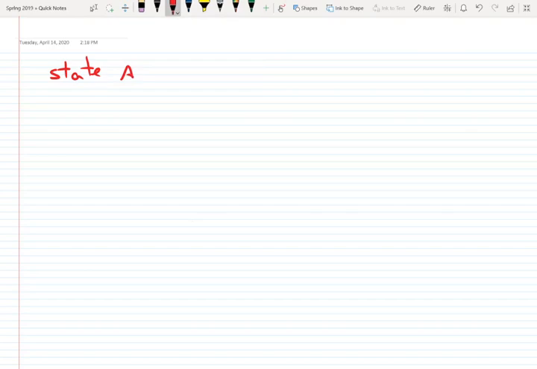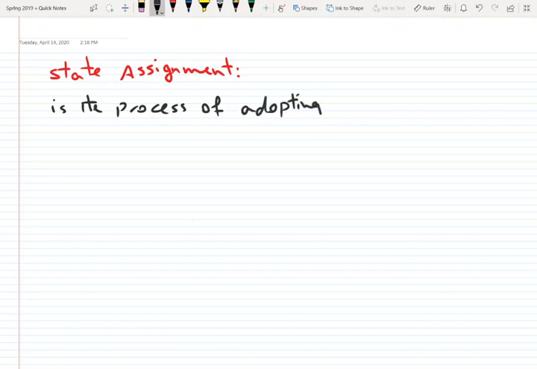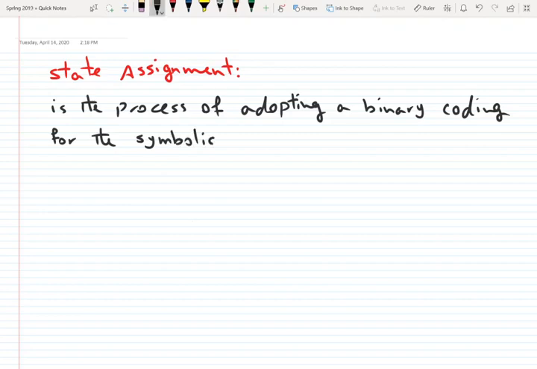State assignment. A state assignment is the process of adopting a binary coding for the symbolic states of the state table.